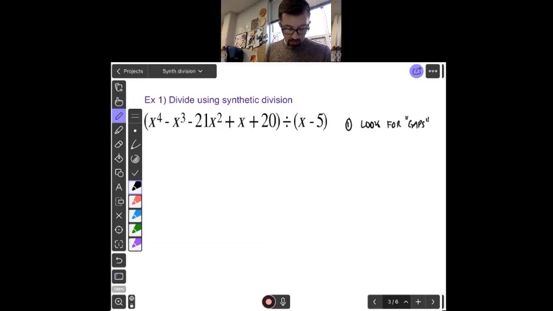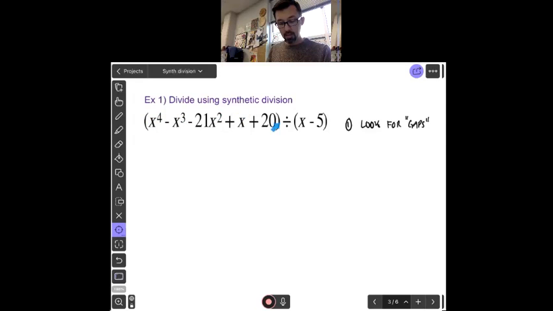Basically, to look for gaps is to look at the powers. You want to see if there's anything that's missing. So this one goes 4, 3, 2, 1, and then there are no x's here, so 4, 3, 2, 1, 0. So this problem has no gaps in it. We're just looking to see if there's something missing.